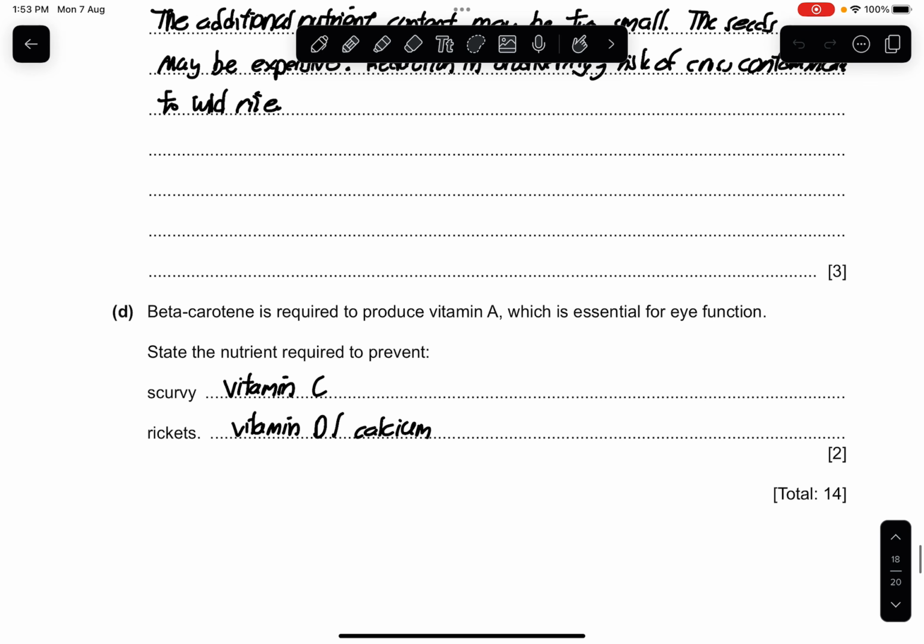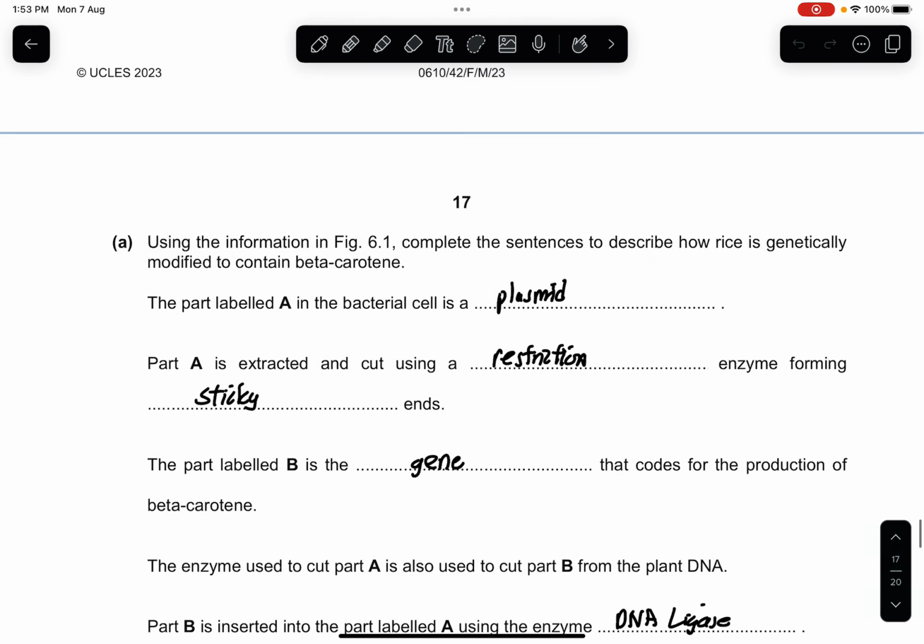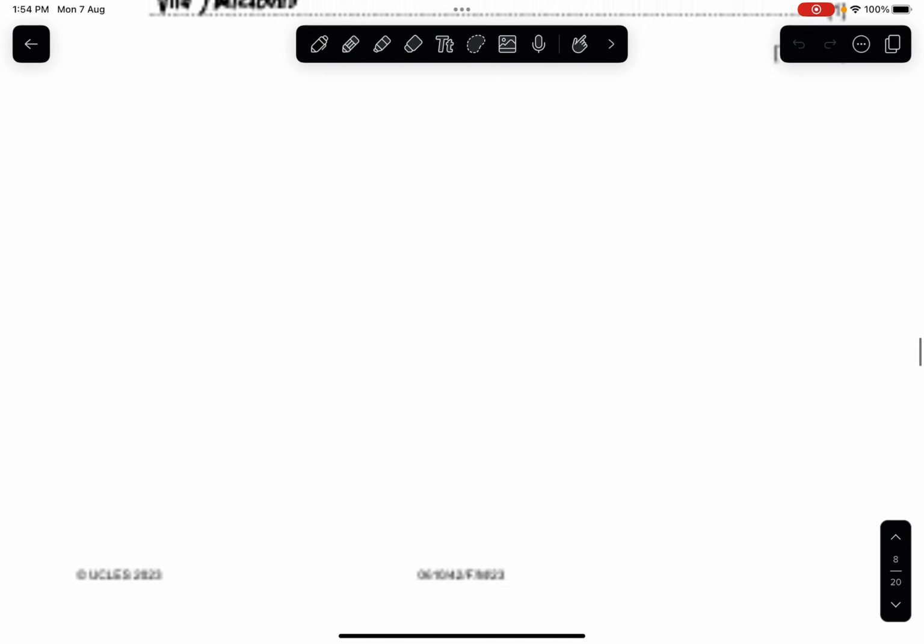Okay, last question, part D. Beta-carotene is required to produce vitamin A, which is essential for eye function. State the nutrient required to prevent scurvy, which is vitamin C, and rickets, which is vitamin D or calcium. 2 marks.